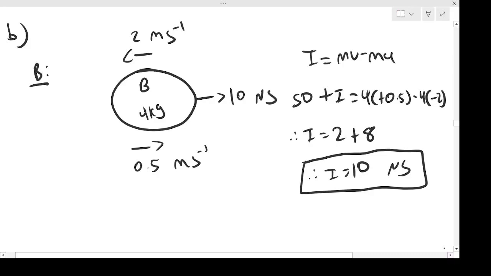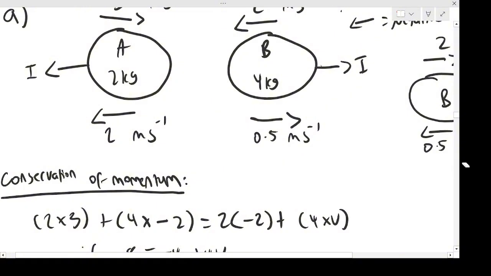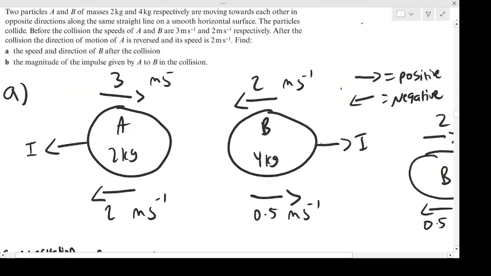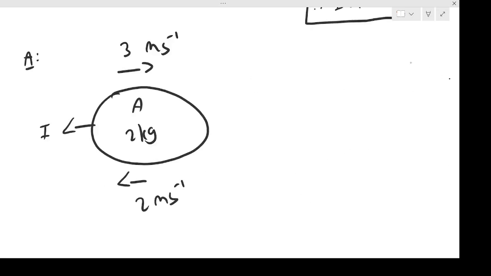Now, as I said, the impulses are equal. It will always be the case that these two particles have the same impulses. So actually, I could have just done A instead. I'm going to now do the same sort of question, but for A. So I'm going to draw the diagram for A out. This is the diagram for A.